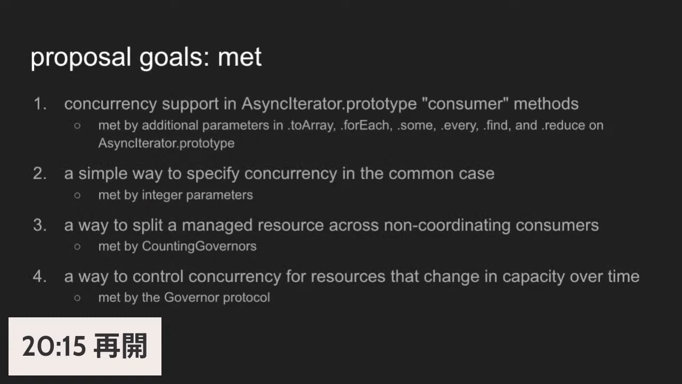Oh, and that's kind of just what I explained. So we've met all 4 of our goals in these different ways. We added parameters to all the consuming methods of async iterator prototype so that they can take a governor or an integer, and that meets all our goals. And that went pretty quickly because that's all I have. Actually, I prepared this to be less than 10 minutes. I think I might have hit that.